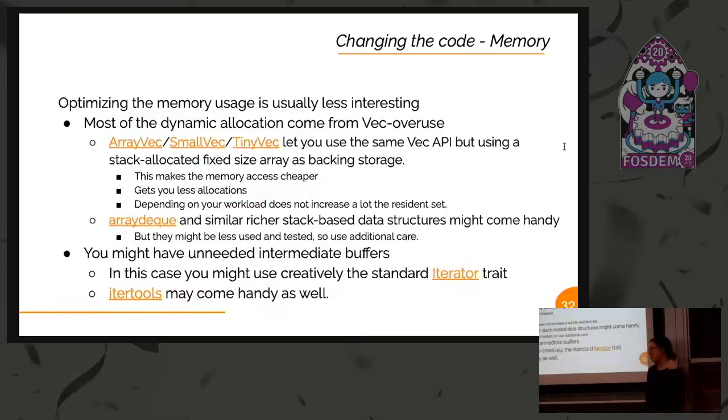So first, cheapest to access. Second, no allocation. Third, if your workload is such that you are going to allocate the full size all the time, or nearly all the time, you are not increasing the resident set statistically. So this is a good way.